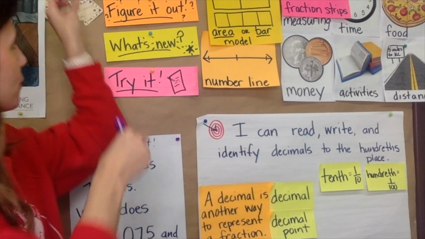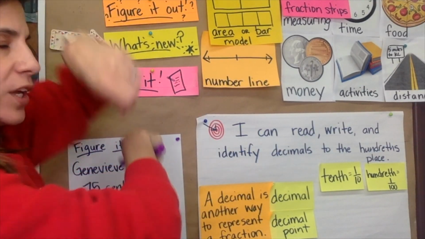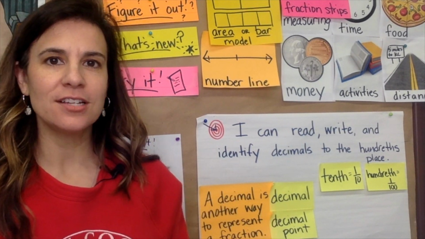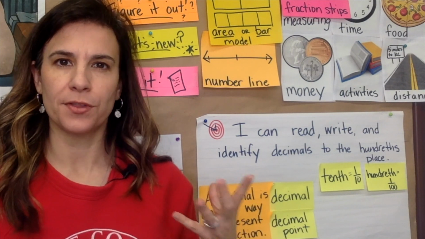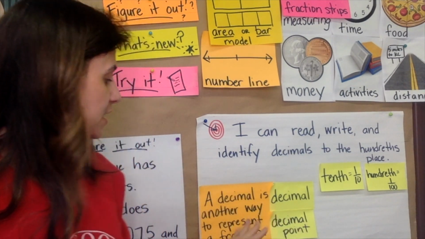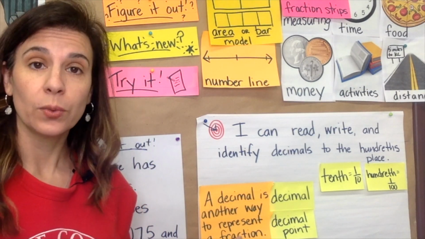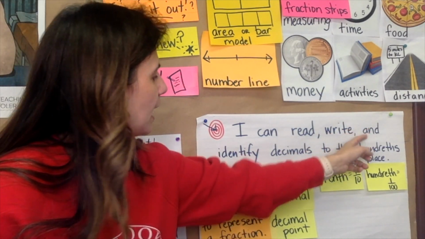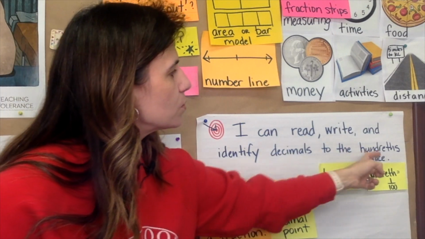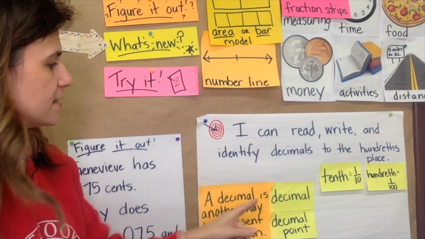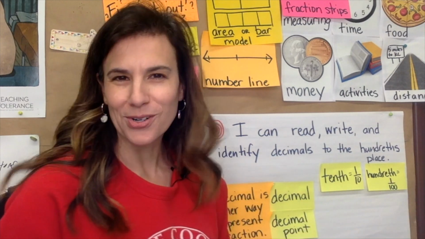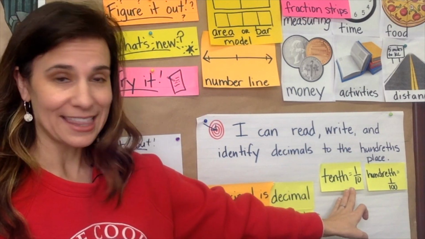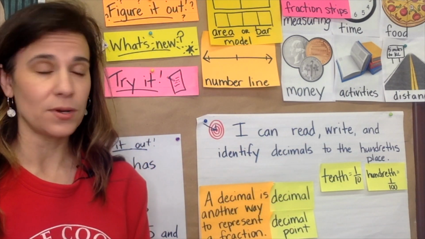And it is time for What's New Today. And we know we've entered a new phase of our work together where we're taking fractions and decimals and thinking about how they're the same and how a decimal is just another way to represent a fraction. We learned that last week. Here's our learning target for today. I can read, write, and identify decimals to the hundredths place. Well, let's break that down. We have some vocabulary here: decimal, decimal point, tenth, and hundredth. So let's go into that together.